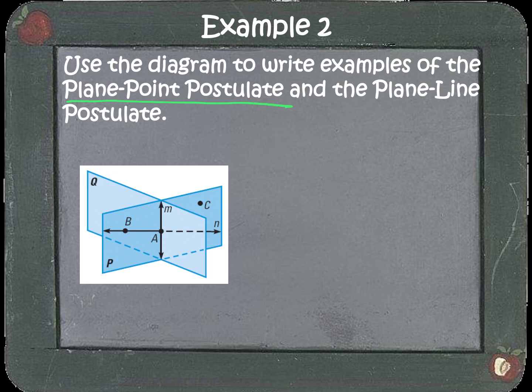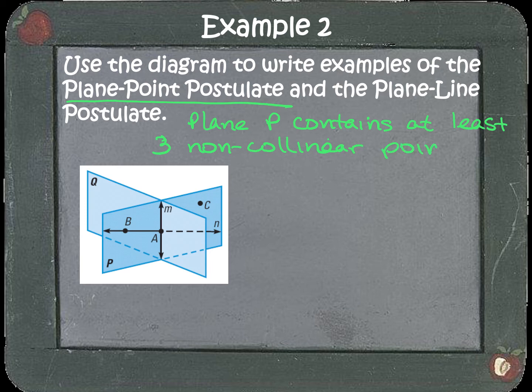So the plane point postulate states that a plane contains at least 3 non-collinear points. So in the picture, you could say plane P contains at least 3 non-collinear points, and you can say that those points are A, B, and C that are in plane P.